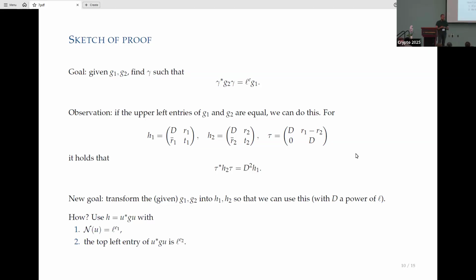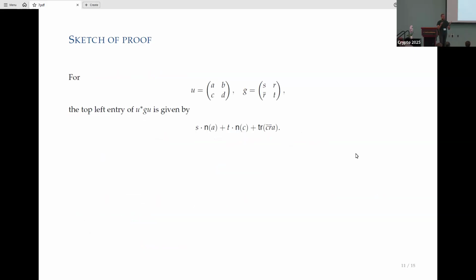Well, you can show that you can do this by transforming this G, multiplying it on the left with U conjugate transpose and on the right with U, where U is a matrix with reduced norm a power of L, such that the top left entry of U star GU is also a power of L. Okay, let's take an arbitrary matrix U. Let's see how it goes.